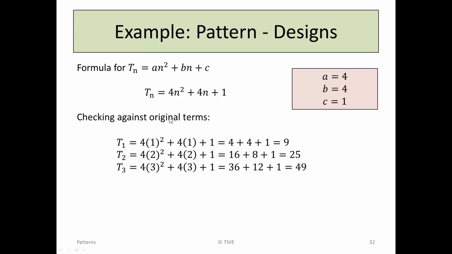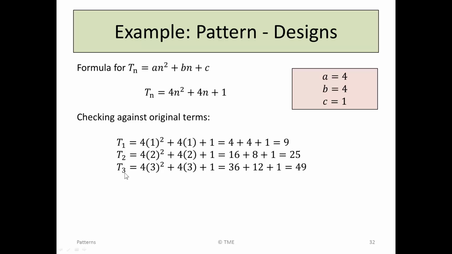In the second set, when n is 2, it's 4 times 2 squared. 2 by 2 is 4, 4 by 4 is 16, then 4 times 2 for the 4n, 4 by 2 is 8, plus 1. Again, 25 tiles in the second set.